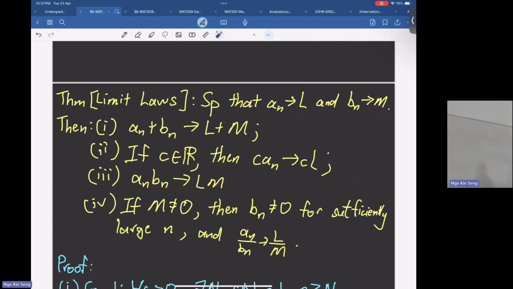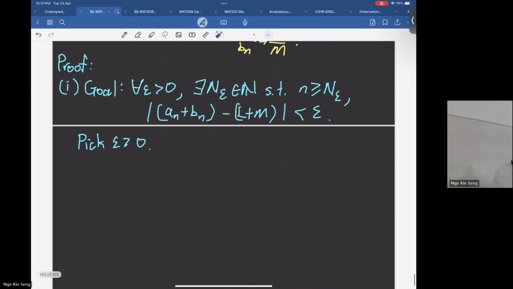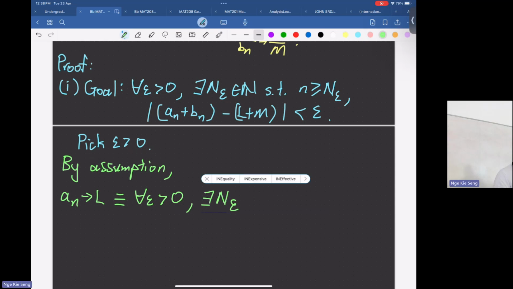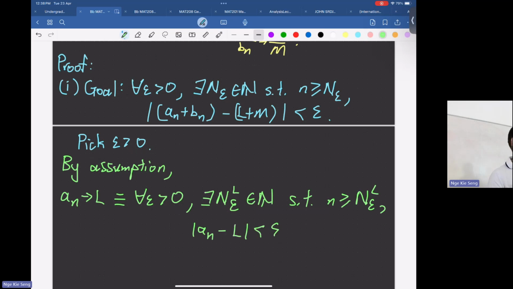So maybe we can write down what these two conditions mean. By assumption, what do we get? Not a_n equal to L, that one is too strong. What does a_n converges to L mean? For every epsilon greater than 0, there exists an N_epsilon, maybe I label this N with L, such that for all n greater than or equal to N_epsilon,L, we have |a_n minus L| is less than epsilon.